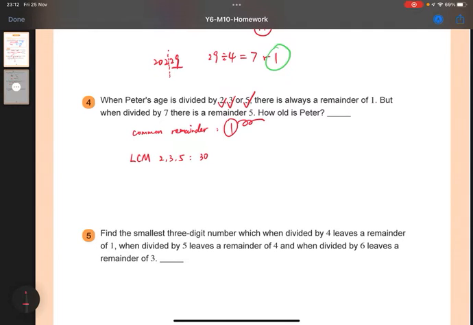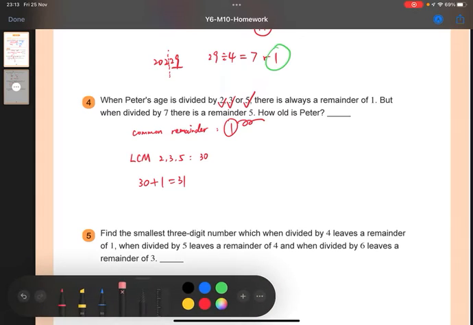Okay, so this is the number we want, but the number we actually have always gives us a remainder of 1. So meaning it is 1 more than the number we want. The number we have is 1 more than the number we want. So the number we have is 30 plus 1, 31. Okay, so this is one of the possible values of the number we have.